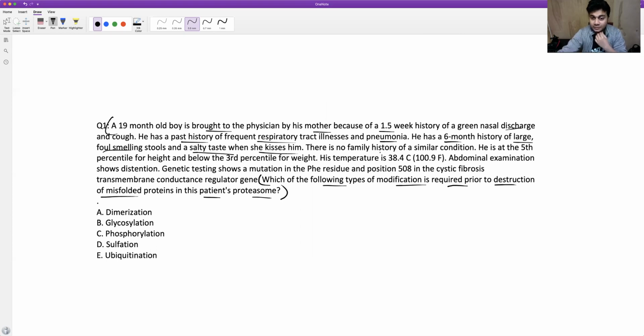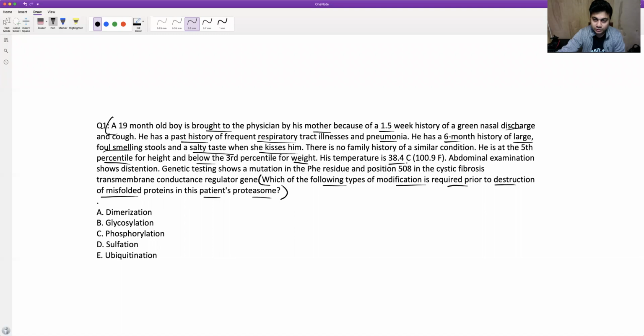Then it says there is no family history of similar condition. It can happen. It can be a sporadic condition. That means no family history, a person can just get it. He is at the 5th percentile for height and below the 3rd percentile for weight. What does it mean? It means the pathology of this kid is preventing his growth. There is growth impairment, and that is also a finding of cystic fibrosis, all right?